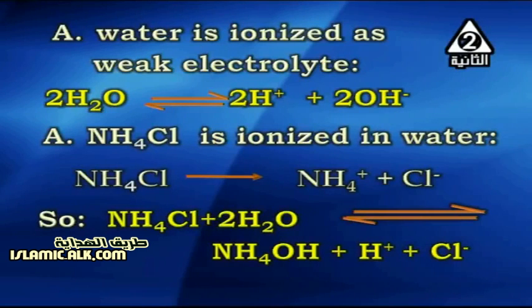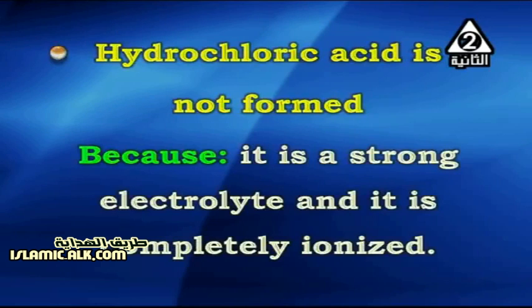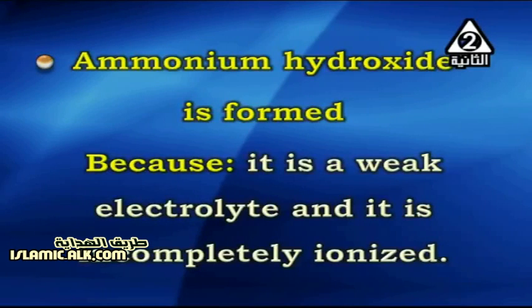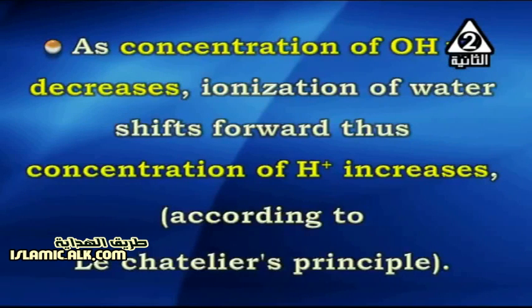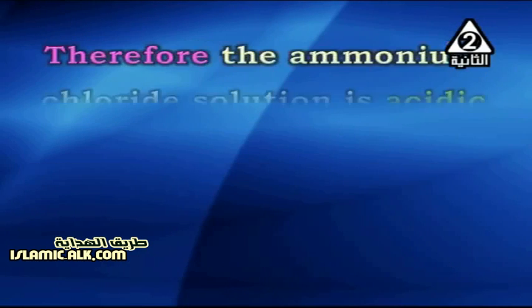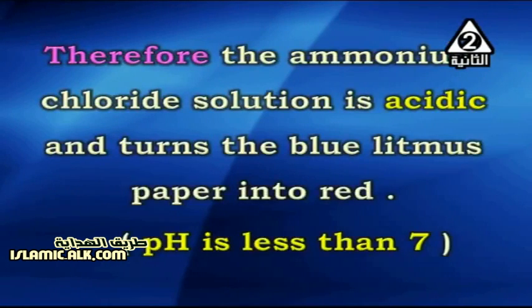You have to say hydrogen ion and chloride ion because they are strong electrolyte and so completely ionized. So we can say hydrochloric acid is not formed because it's a strong electrolyte and it is completely ionized, while ammonium hydroxide is formed because it is weak electrolyte and it is incompletely ionized. So the concentration of hydroxide ion decreases and the ionization of water shifts forward. Thus, the concentration of hydrogen ion increases according to Le Chatelier's principle. Therefore, the ammonium chloride solution is acidic and turns the blue litmus paper into red. So the pH of the solution is less than 7.